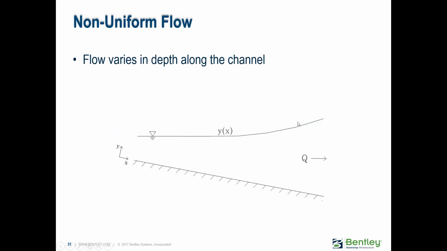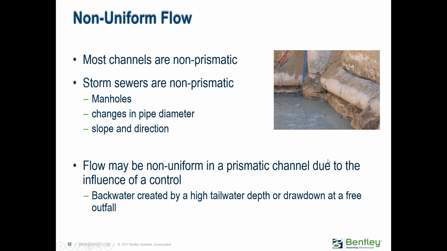Okay, so we said that StormCAD takes into account the non-uniform flow, because flow does vary in depth along your channel. Depending on the downstream conditions, changing slopes and things like that, your depth does not remain the same throughout the channel. In fact, most channels are non-prismatic. In storm sewers, we have things like manholes, changes in diameter, slope, and direction. So all that makes us have to analyze our flow at each. Basically, we break a pipe into little segments and we calculate for each of those segments what the depth is, running hydraulic calculations on each of those little segments.